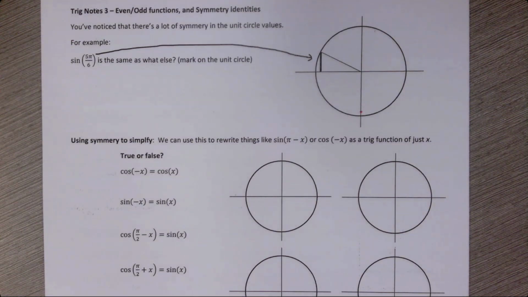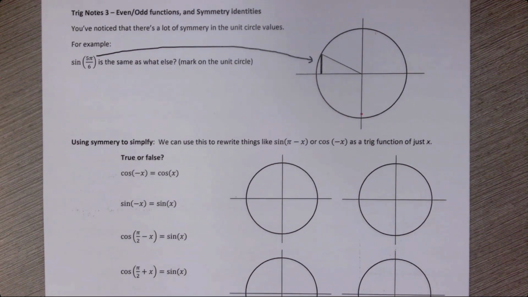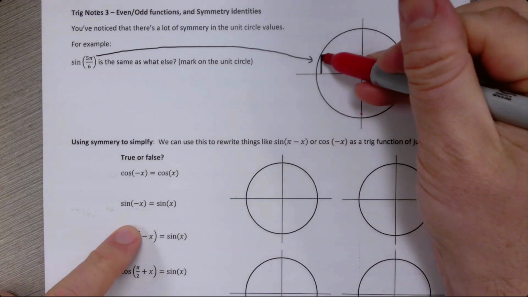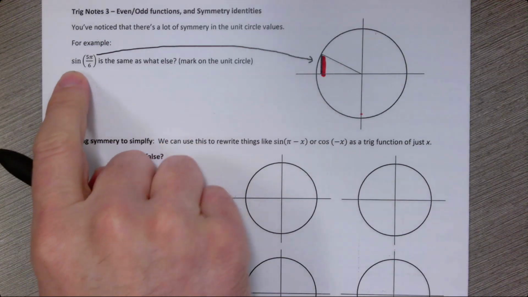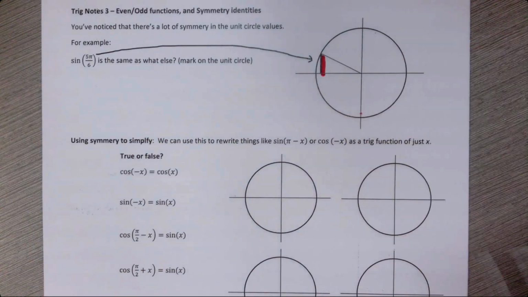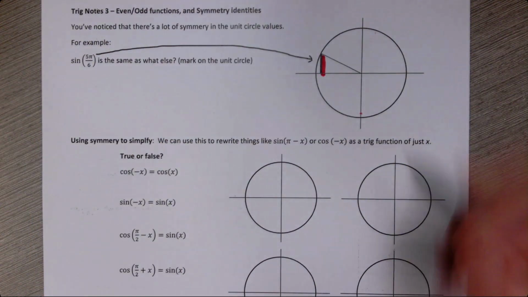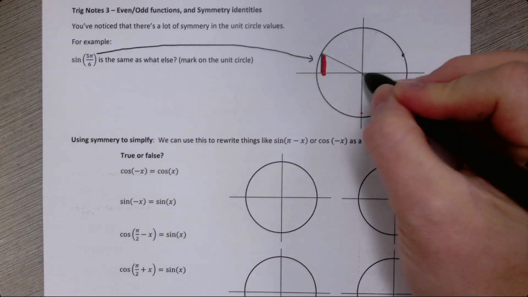Hi everybody, couple of notes about symmetries on the unit circle. Here's what I mean by symmetries. Right here in red, we've got the height at the angle 5 pi over 6. So the sine of 5 pi over 6 is that y coordinate. You see that exact same value at a whole bunch of other places on the unit circle.